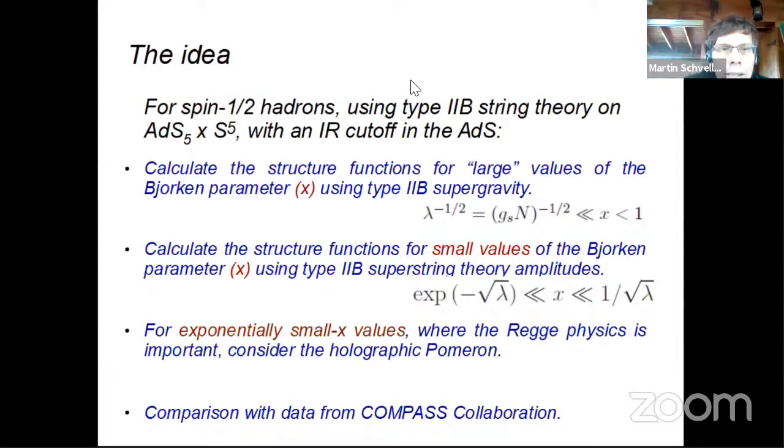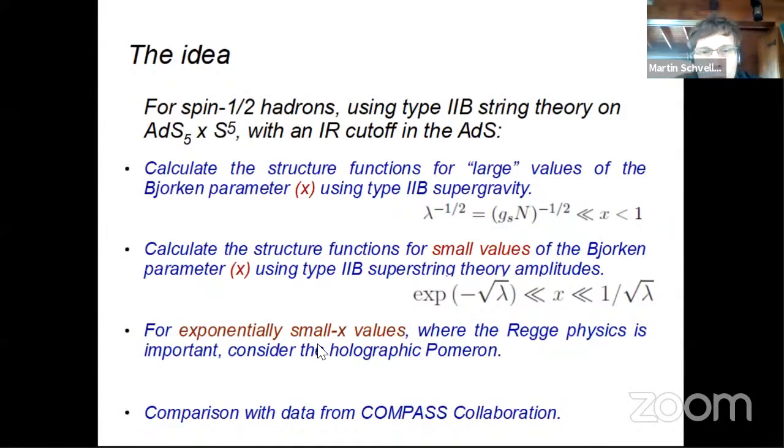And then I want to show you how to calculate structure functions for large values of the Bjorken parameter x using supergravity in this range. I'm going to explain it later. And also, I want to show how to calculate structure functions for small values of the Bjorken parameter using superstring theory amplitudes in this parametric range. I will explain it later.